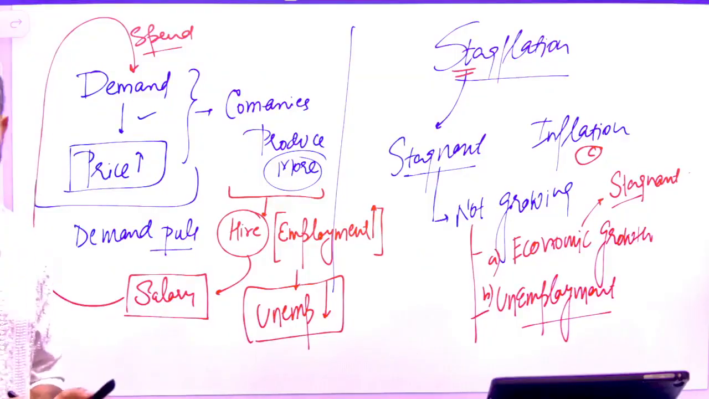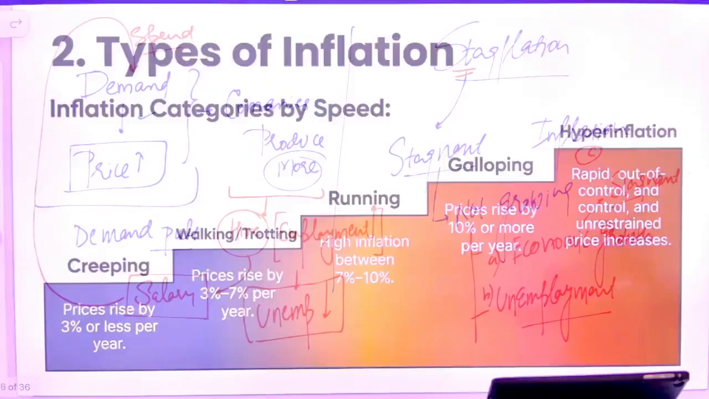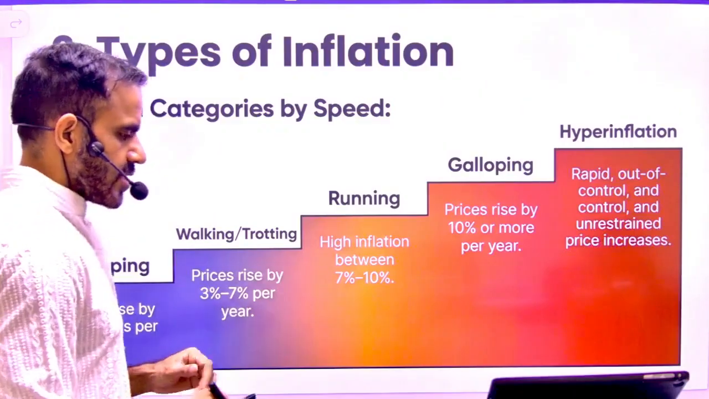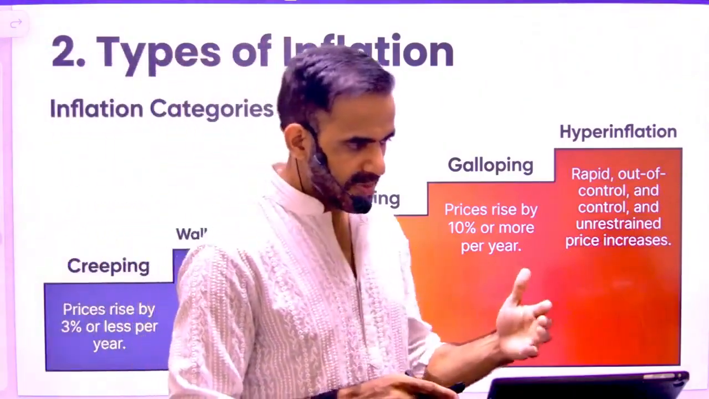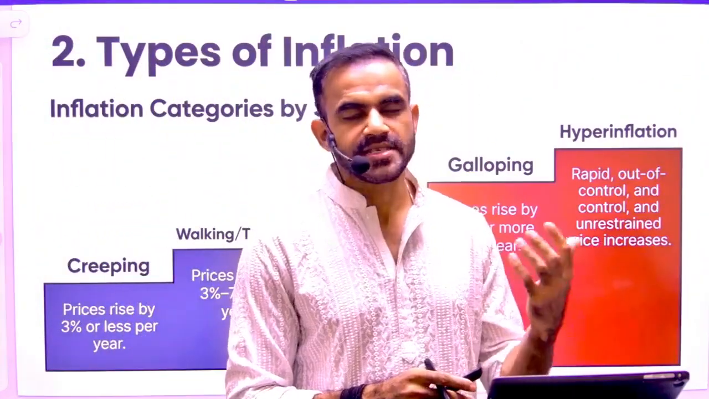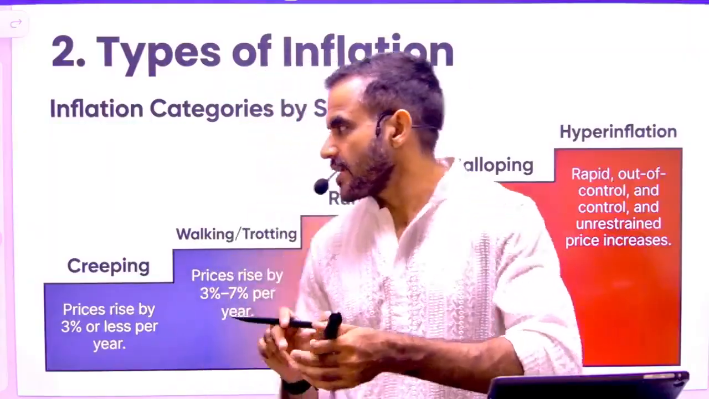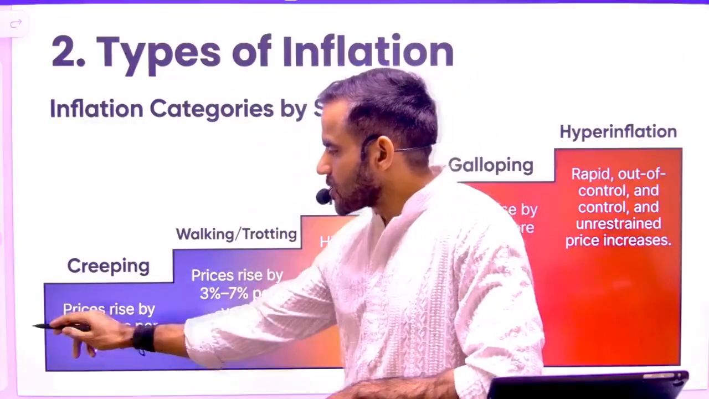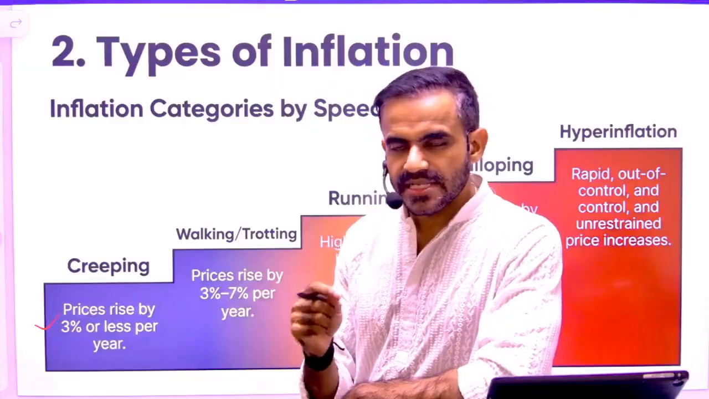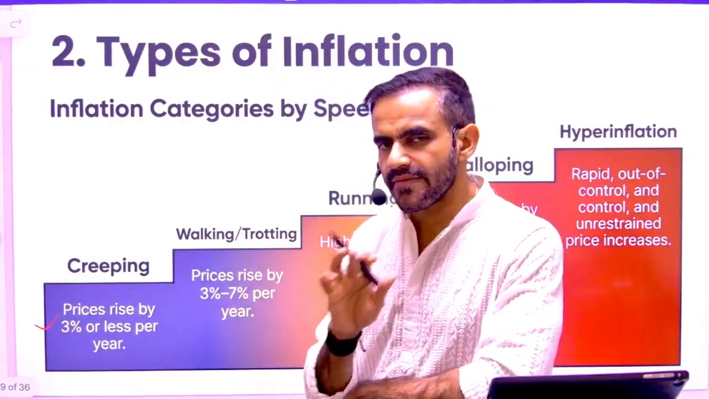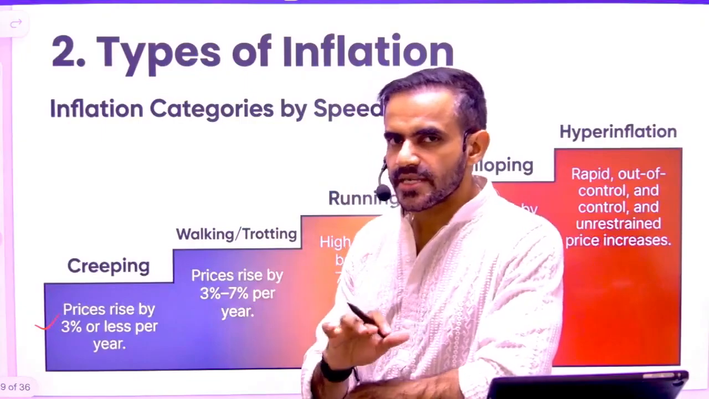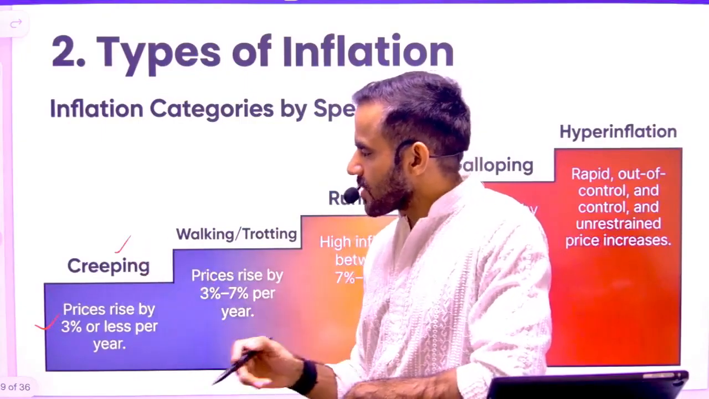Okay, so far we have covered these types of inflation. Next is categories of inflation based on the rate of inflation. That means how quickly the prices are increasing. So if the rate of inflation is 3% or less, that simply means the prices are increasing, but at a very decent pace. They are not increasing rapidly. This type of inflation is known as creeping.